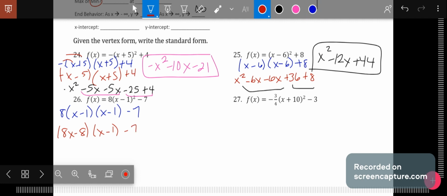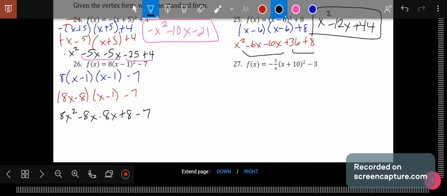Then we'll distribute. 8x times x gives us 8x squared. 8x times negative 1, negative 8x. Negative 8x times x, negative 8x. Negative 8 times negative 1, positive 8. Bring down the minus 7. Then we just want to combine our like terms. So we get 8x squared minus 16x plus 1.